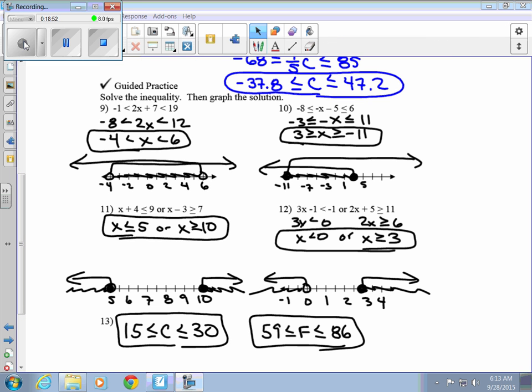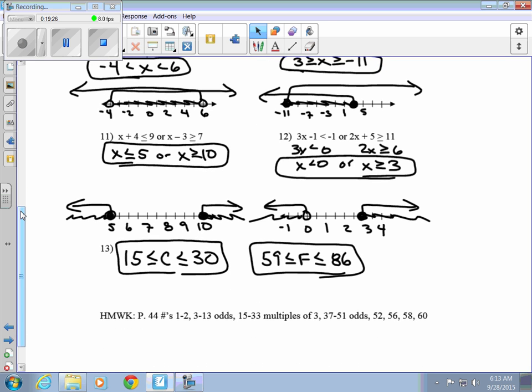And here are the answers to the guided practice questions 9 through 13. So we're solving the inequalities, then graphing the solutions. Now notice again, these are all compound inequalities. The first two are and problems, 9 and 10, and the second two, 11 and 12, are or problems. And then when we jump down to 13, you're using the practice problem in your book, which is example 7, and you're solving it the same way as you did there.